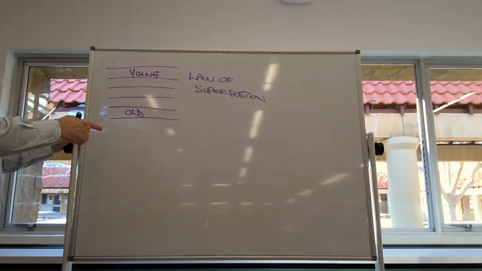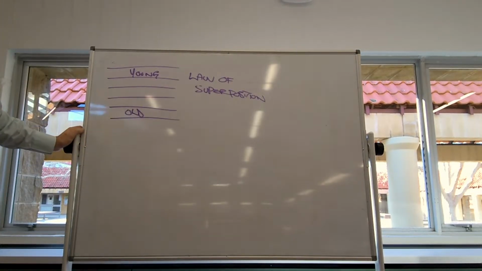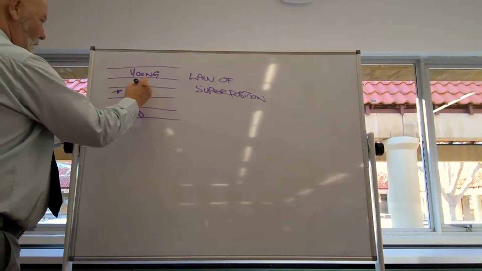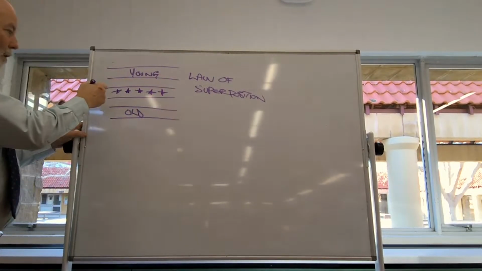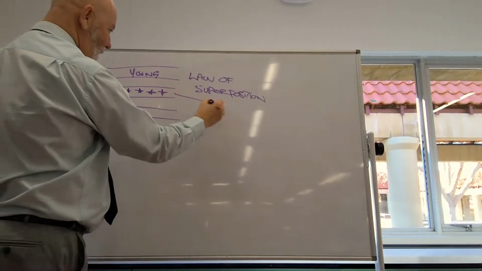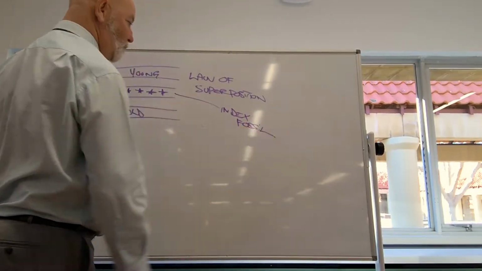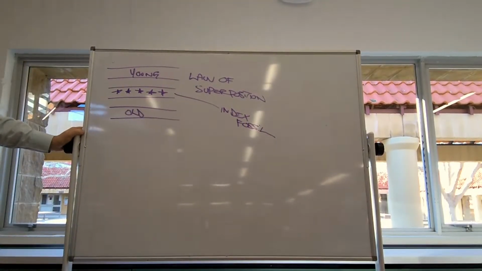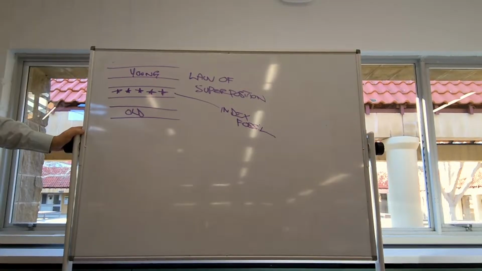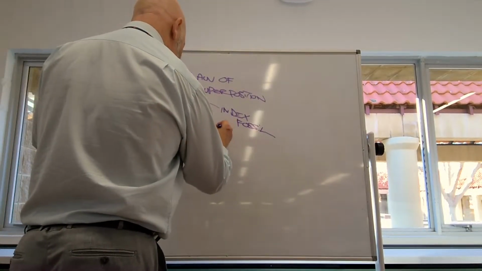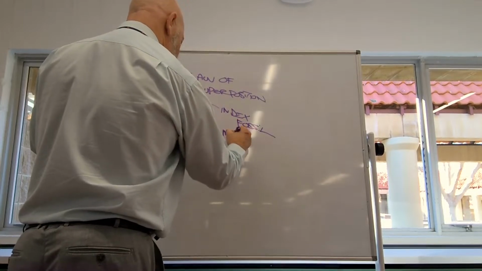Right. So, law of superposition. Now, let's do index fossils. So, in particular layers, you're going to have a particular fossil, and these are called index fossils. So, in that layer, we're going to get what's called an index fossil. An index fossil is a particular fossil. It only lived for a short amount of time. All right, and in the geological time scale, we'll say 1 million years.